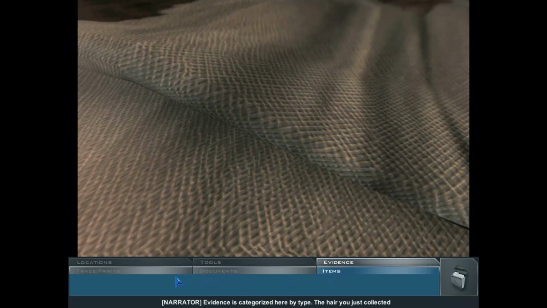Evidence is categorized here by type. The hair you just collected is a form of trace evidence. Click on the Trace Print sub-tab now. You can re-examine a piece of previously collected evidence here and review what you've learned about it.